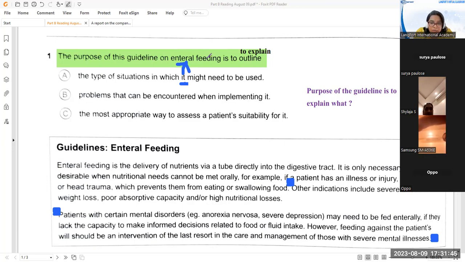The purpose of the guideline on enteral feeding is to explain problems that can be encountered when implementing it. Have they talked about problems that we have?